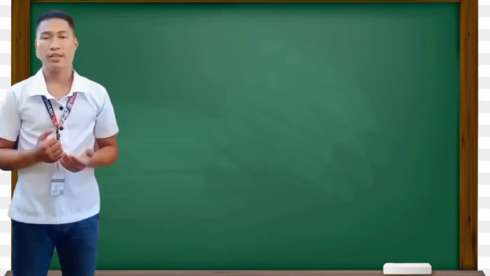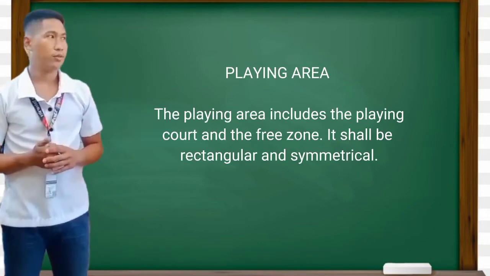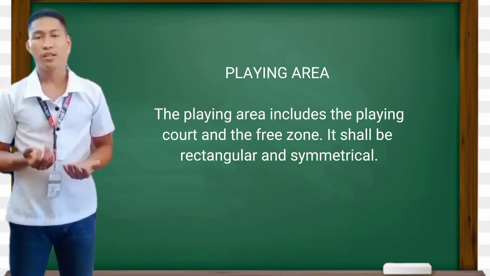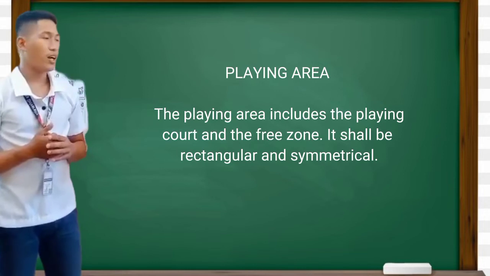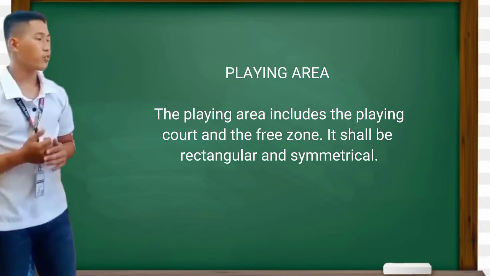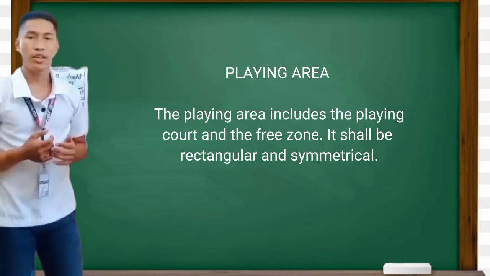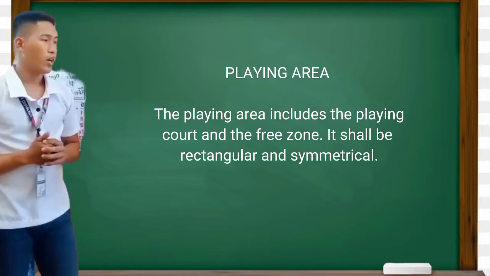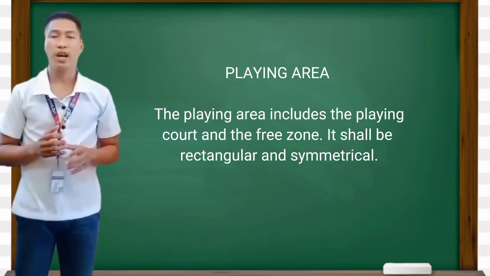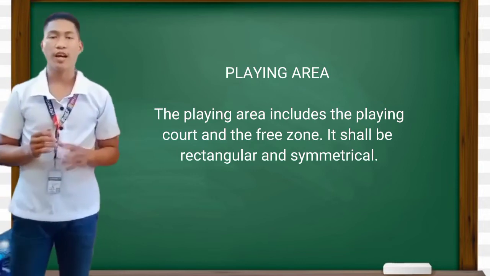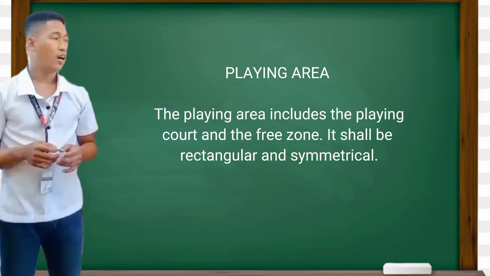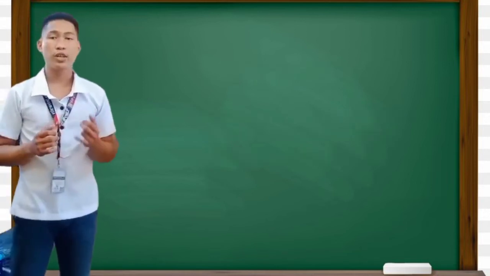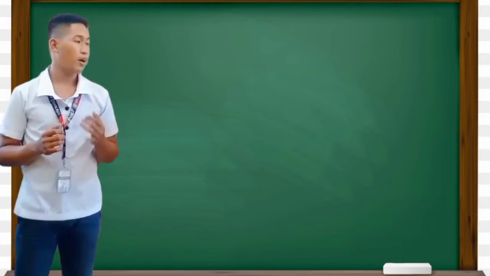Okay, let's proceed to our discussion. Playing area. So what is playing area? The playing area includes the playing court and the play zone. It shall be rectangular and symmetrical. So, a playing area must be rectangular and symmetrical. And it includes the playing court and the play zone.